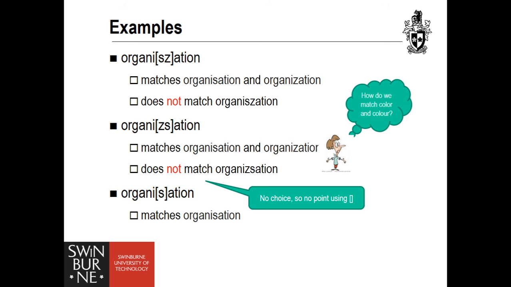The question of color is different. Here there is no choice between characters. There is a U or there is no U. So the options are 0 or 1 U. To do this, we have to study quantifiers.